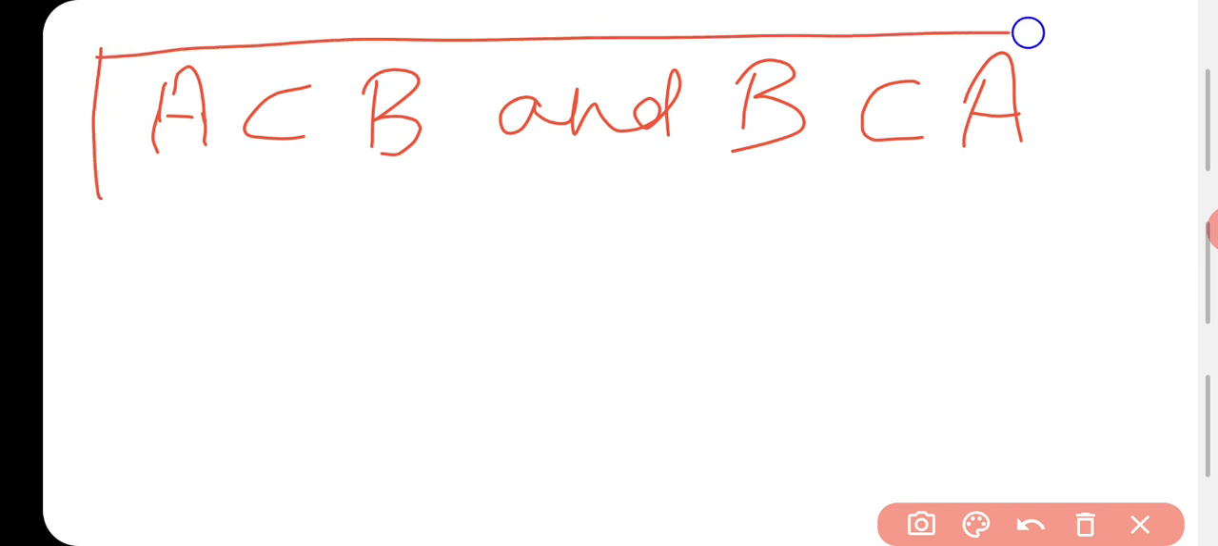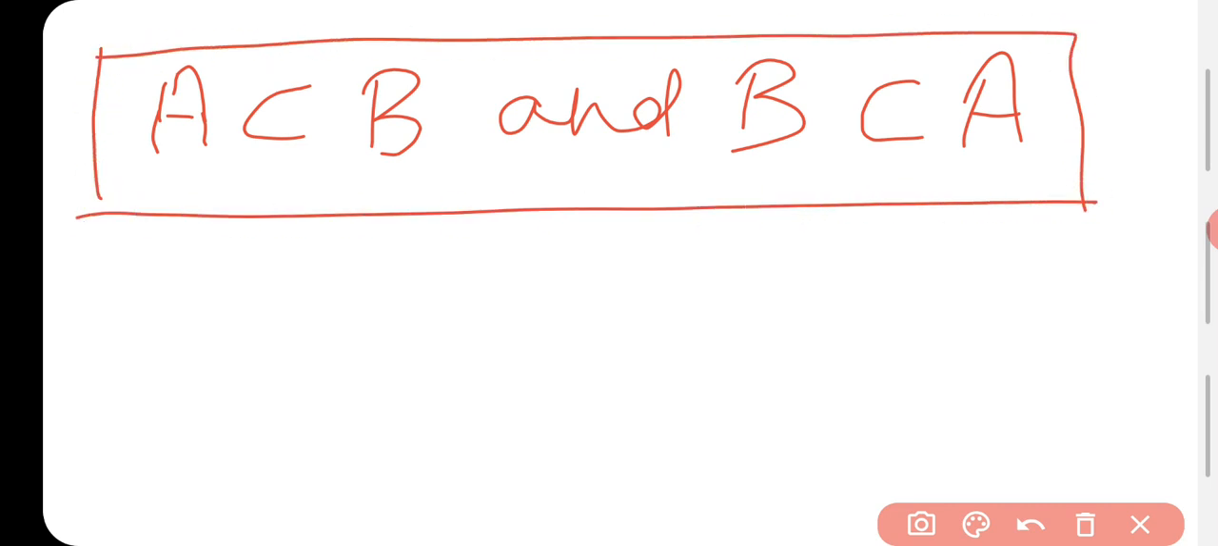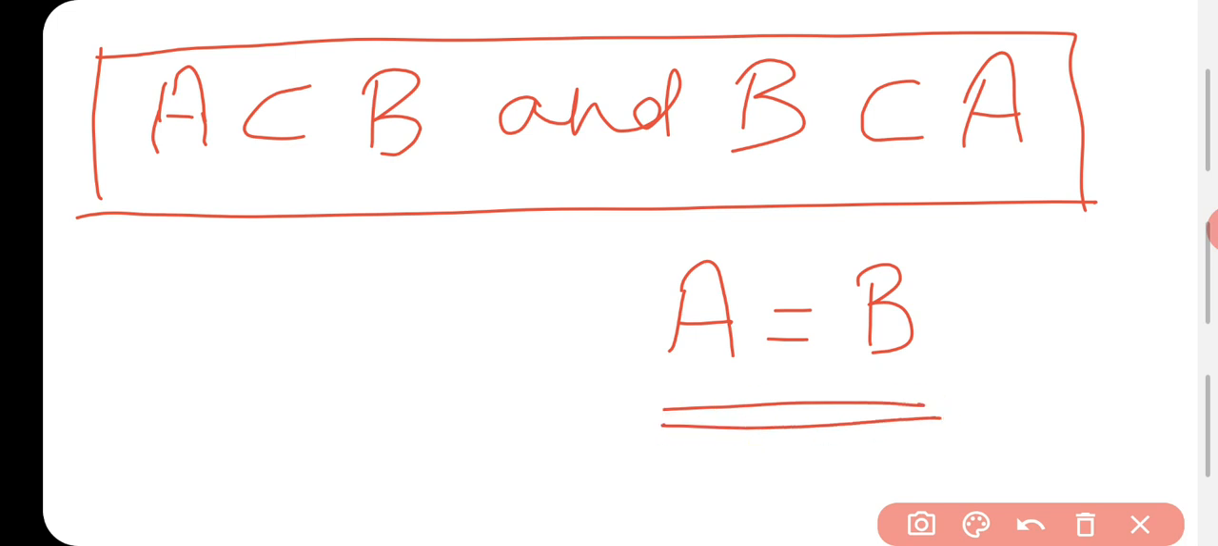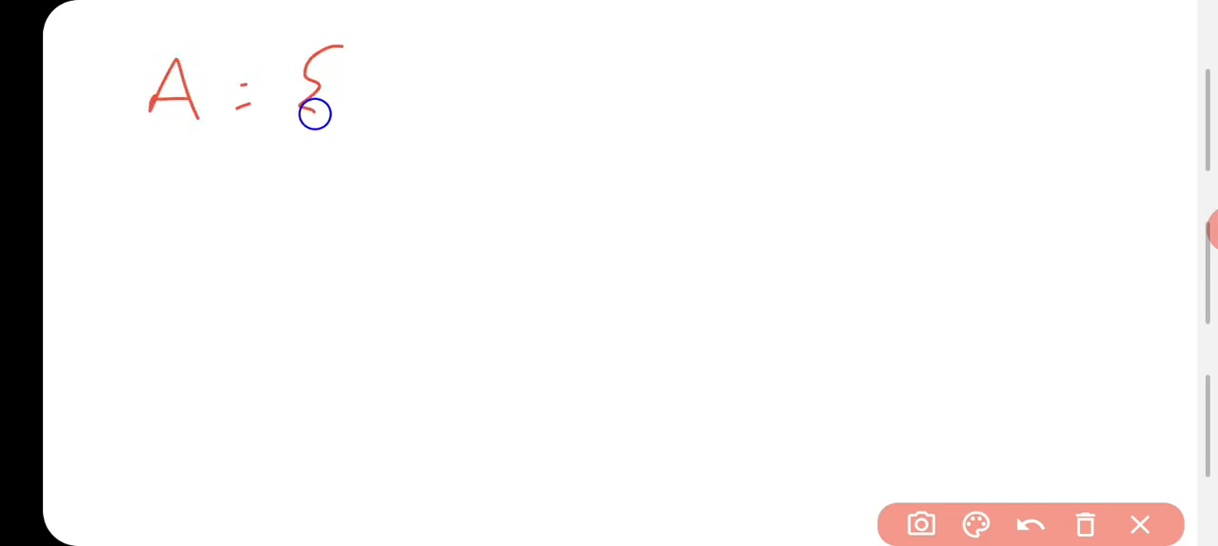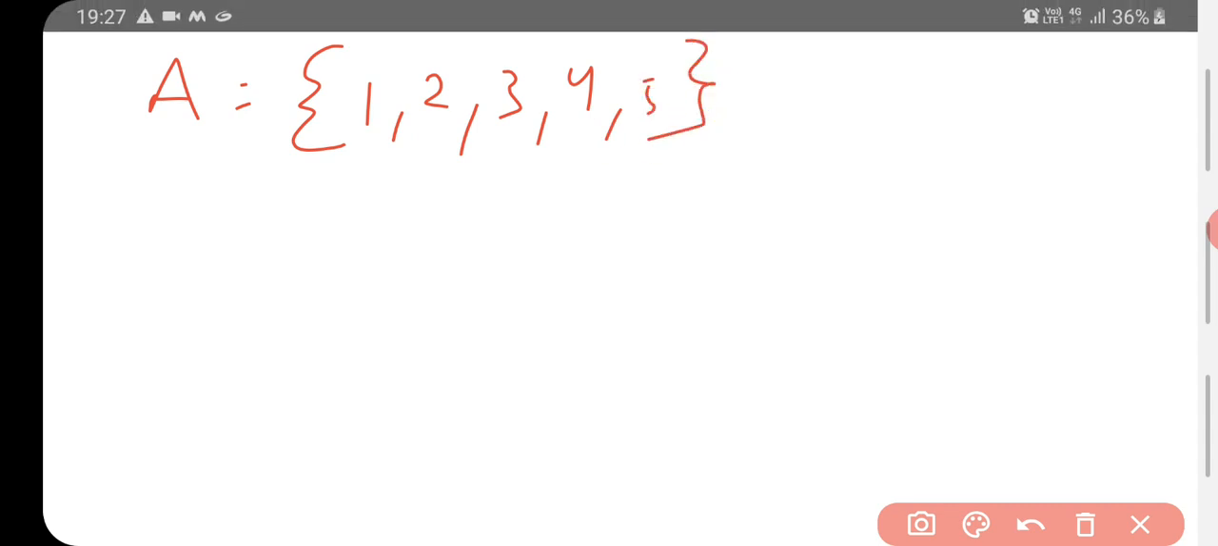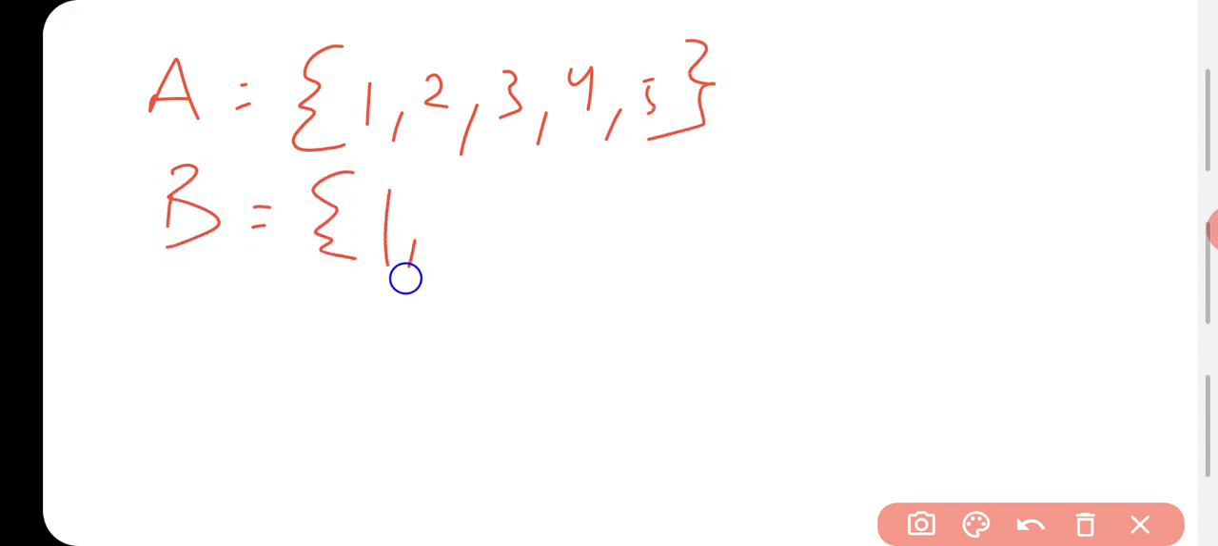What is the condition for this to make it true? To make it true, both sets A and B must be equal sets. What does it mean? Let's say there is a set A whose elements are 1, 2, 3, 4, 5, and there is another set B whose elements are 1, 2, 3, 4, 5.